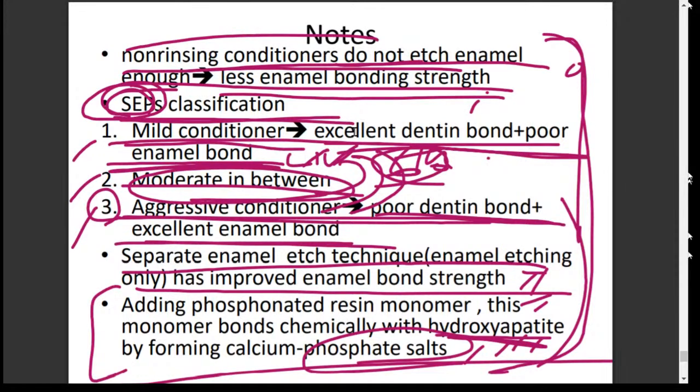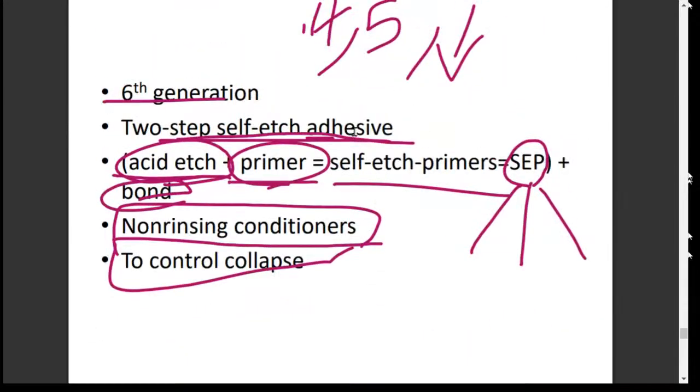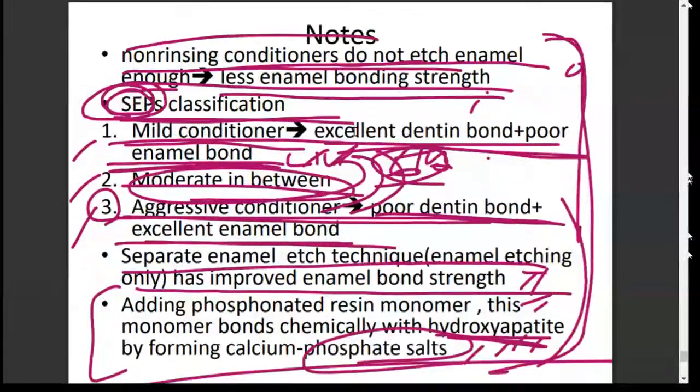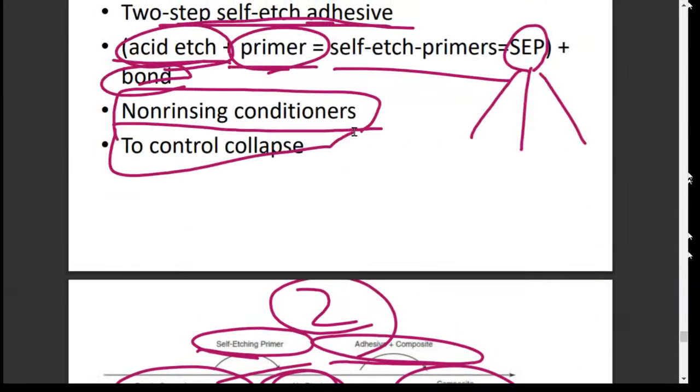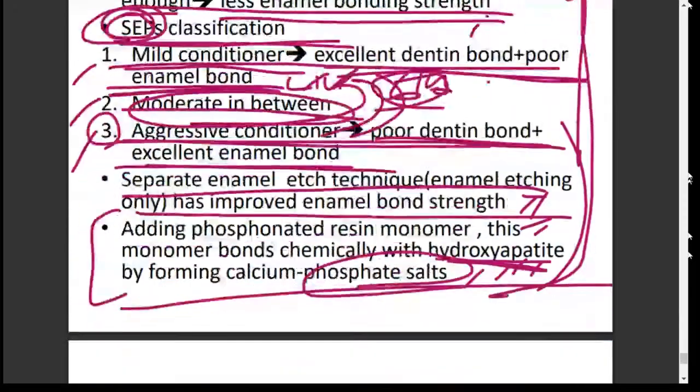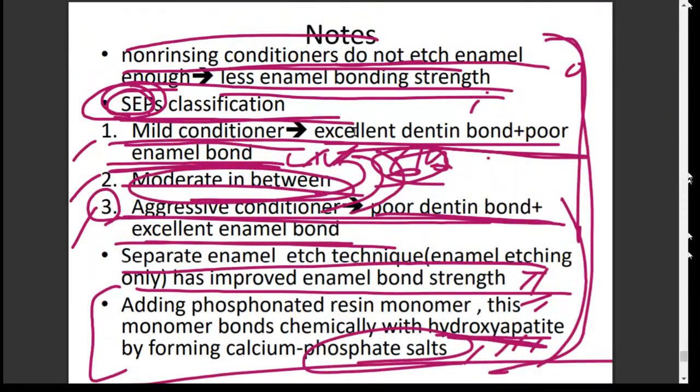These are some notes about the sixth generation. The sixth generation does not etch enamel enough, and not etching enamel enough will cause less enamel bonding strength. SEP, self-etching primers. Classification: mild conditioner, excellent dentin bonding plus poor enamel bonding.